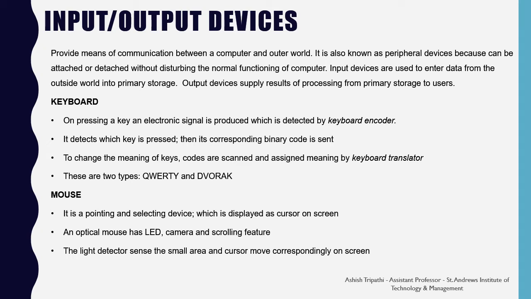Mouse. It is a pointing and selecting device which is displayed as the cursor on the screen. An optical mouse has LED, camera and a scrolling feature. The light detector senses the small area and the cursor moves correspondingly on the screen. You can point and click on the area.